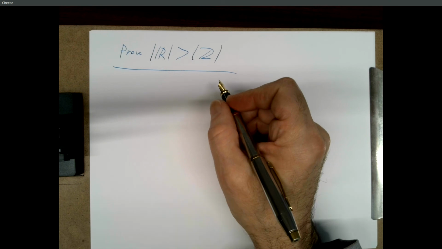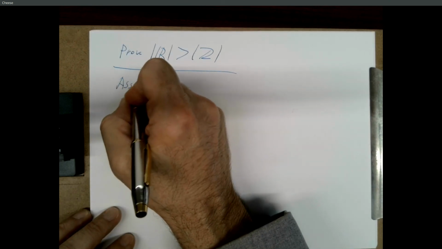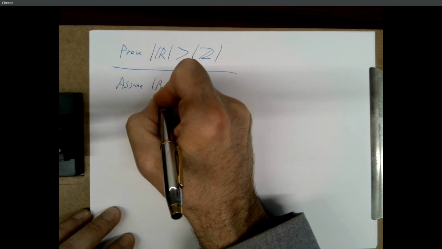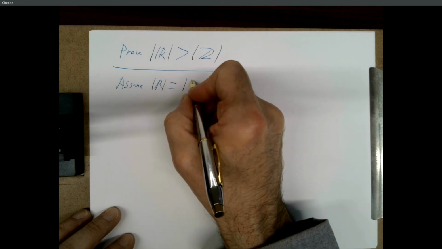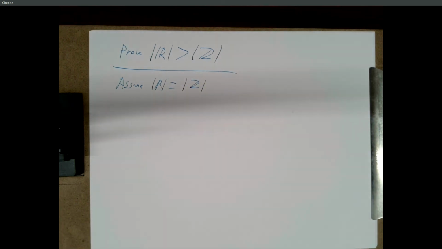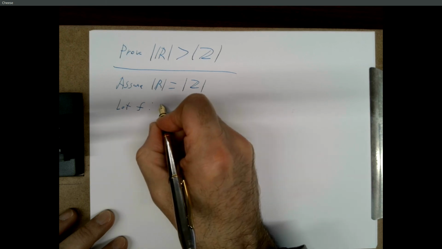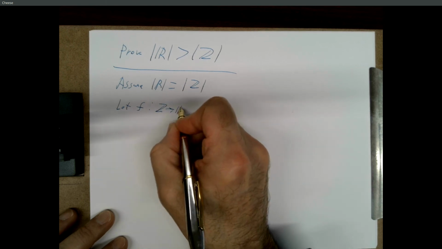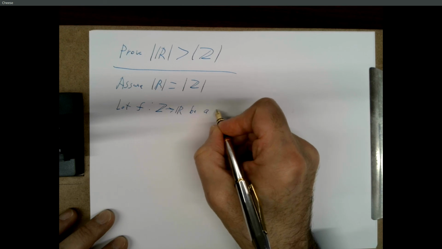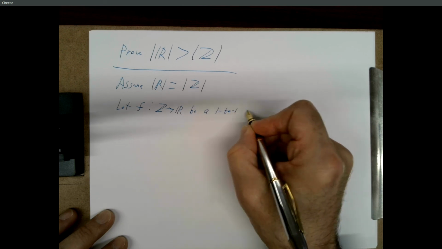Let's do a proof by contradiction. So assume cardinality of R equals the cardinality of Z. Then we can make a one-to-one correspondence between the integers and the real numbers. Okay, so let F going from Z to R be a one-to-one correspondence.